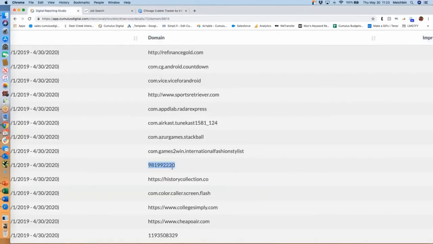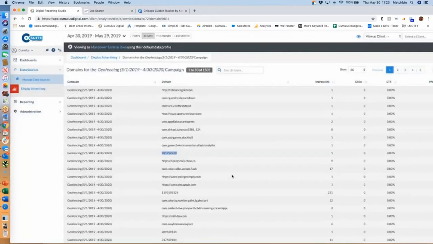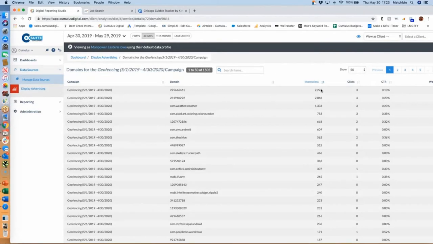And if we go back here, we can actually see one ad. That's awesome. So I'm going to sort this greatest to least. You can actually see the top ads or the top apps.